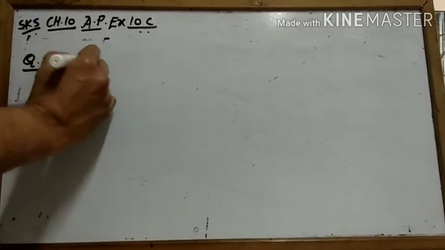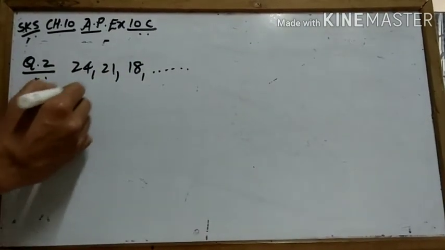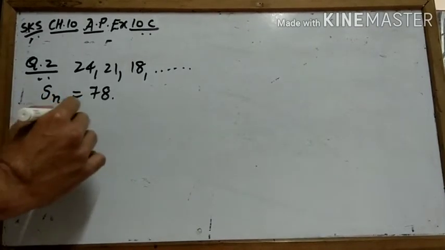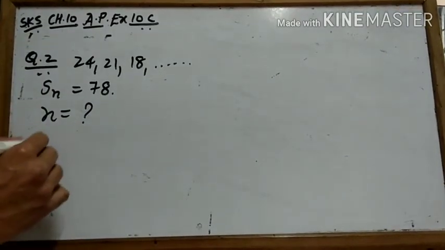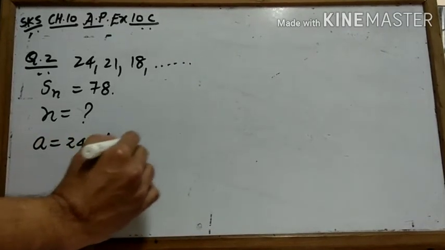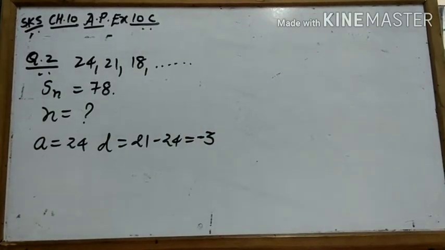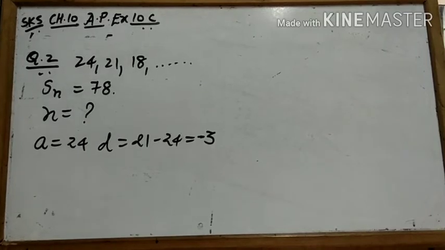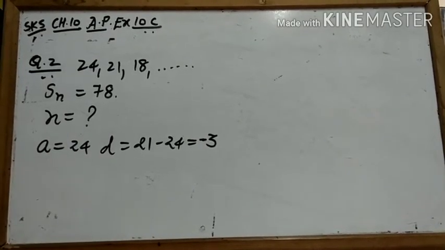Question number 2 says that 24, 21, 18 is an AP and the sum of certain terms, that is Sn, is equal to 78. We are supposed to find out the sum of how many terms will be equal to 78. So we are supposed to find out n. Mind it very well, dear friends. Here a is 24 and d is equal to 21 minus 24, which is negative 3. Remember one thing, a very important point about this question: whenever d is negative, there may be two possible answers to, as they have asked, the sum of how many terms will be 78. Let us see how we can solve that.